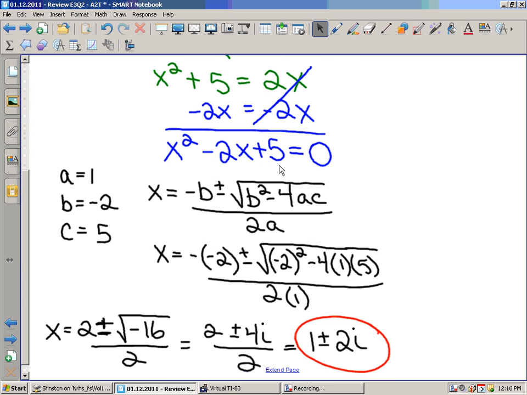Just set it equal to 0. Now you're kind of stuck because that's not factorable, but you have all these different ways of trying to solve problems like that now. You could use completing the square, or you could use the quadratic formula. Everybody seems to like the quadratic formula, so that's what we're going to do. Once again, use the equation, plug in, reduce, solve.